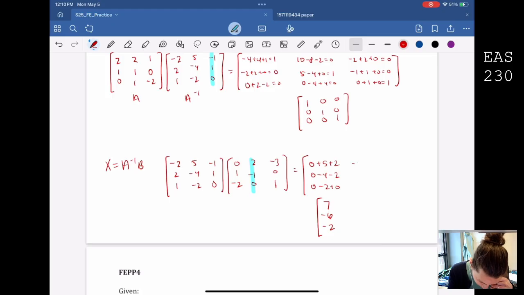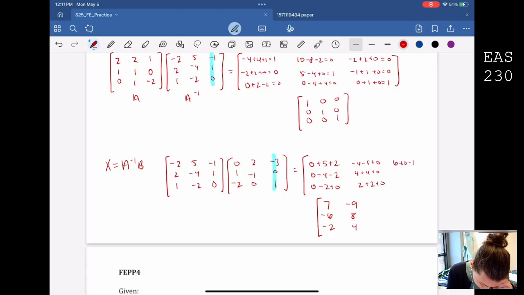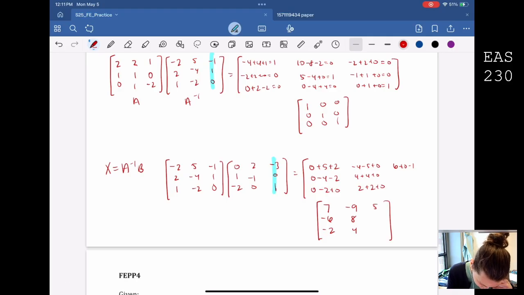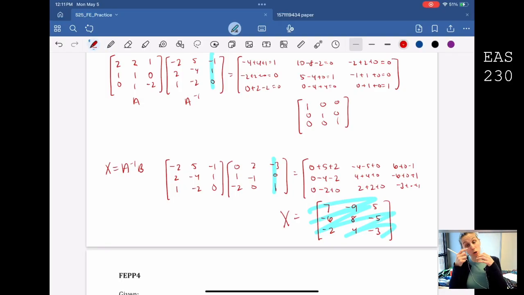So for this one, I get negative 4 minus 5 plus 0. Okay, yep. Which gives me negative 9. And then 4 plus 4 plus 0, which is 8. 2 plus 2 plus 0, which is 4. And then my last system of equations with my last b vector, I have 6 plus 0 minus 1, so 5. And then negative 6 plus 0 plus 1, which is negative 5. And negative 3 plus 0 plus 0, which is negative 3. So there we go. There's my answer. Here are my x vectors. Capital X.